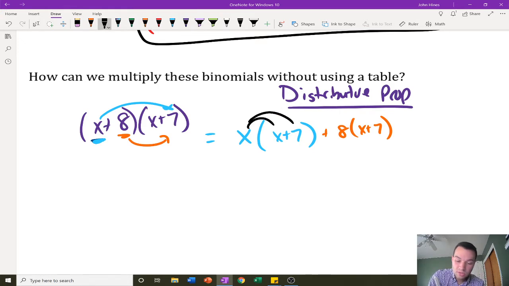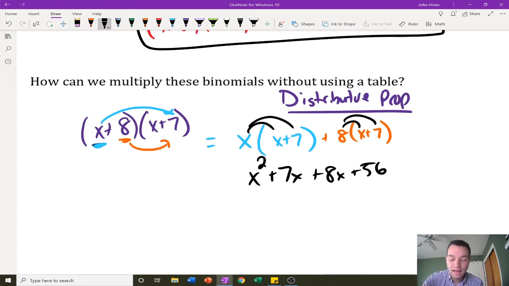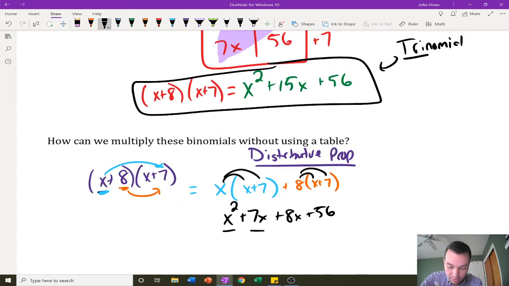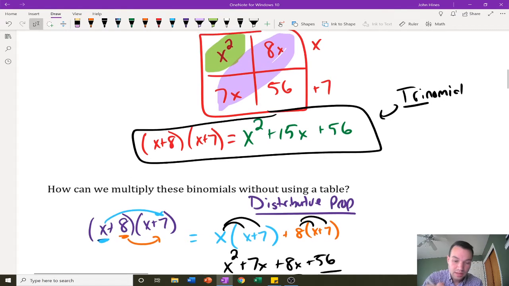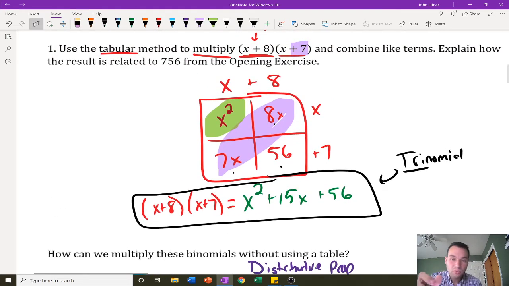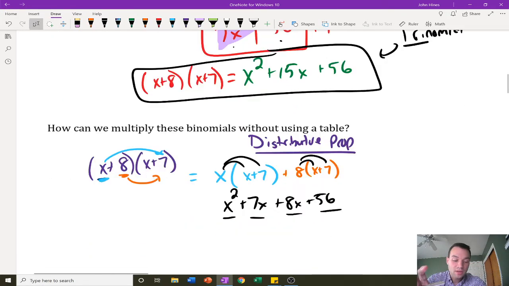And then we distribute again. I get x squared plus 7x, 8x plus 56, and wait a minute, I've seen these exact four pieces before. X squared, 7x, 8x, 56. What the tabular method does is it lets us nicely organize the distributive property.